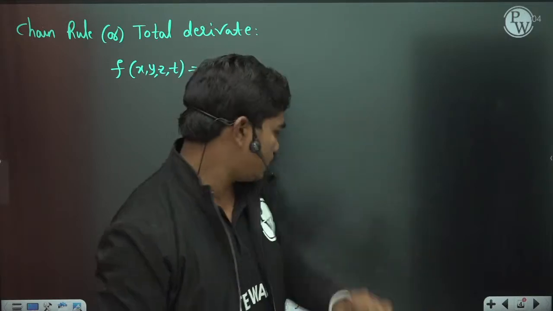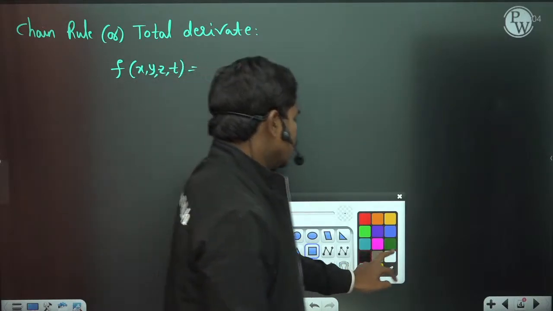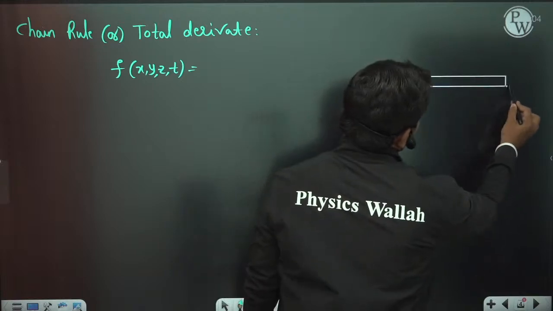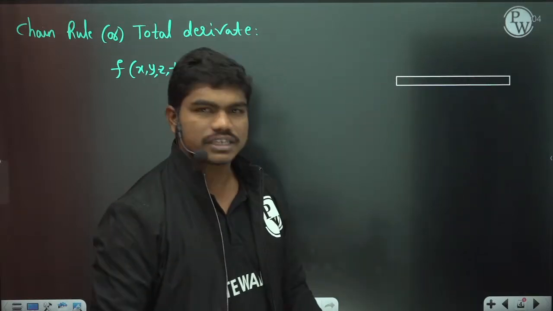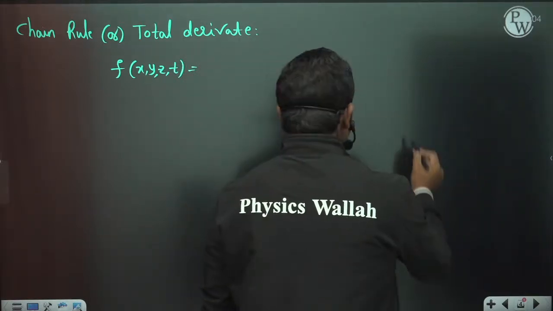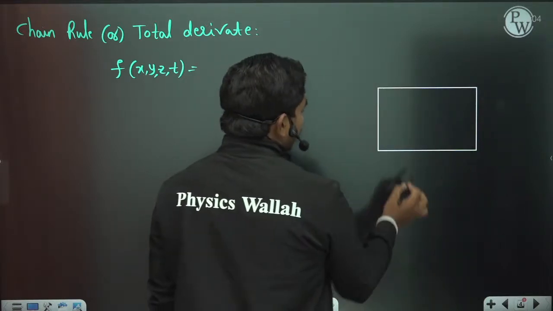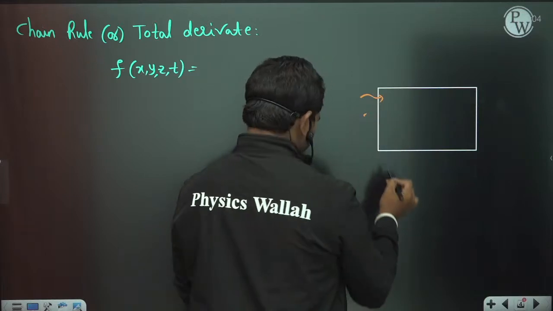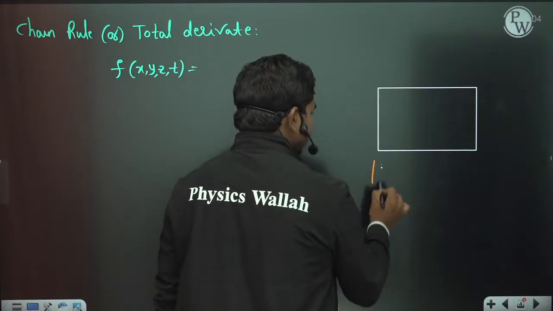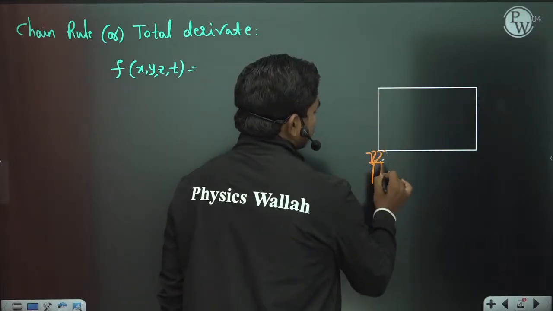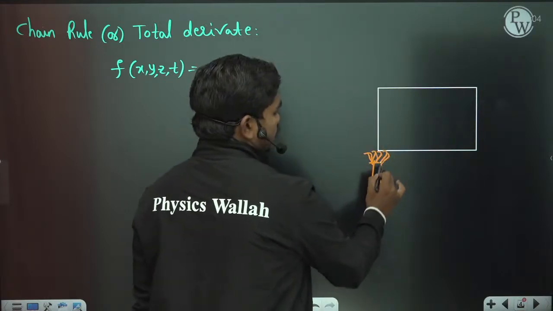For example, I'll give you one small hint actually. Let us suppose this is some bar, some 2-dimensional plate, and let us suppose you are supplying heat to this plate, or let us say from this end you are heating this plate. Okay, you are supplying some heat.